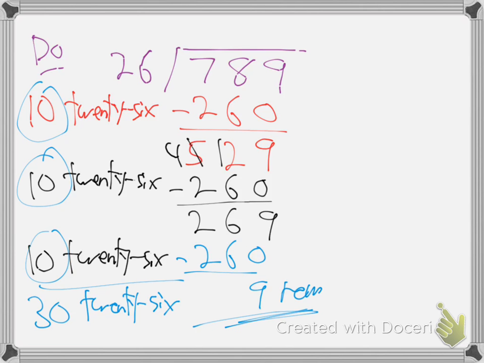Division is really repeated subtraction. See how all the operations are connected to each other? Right? Multiplying is repeated adding, right? Like we said, 3 times 7, what is that? 7 added 3 times, huh? Multiplication is repeated adding. Division is repeated subtraction.